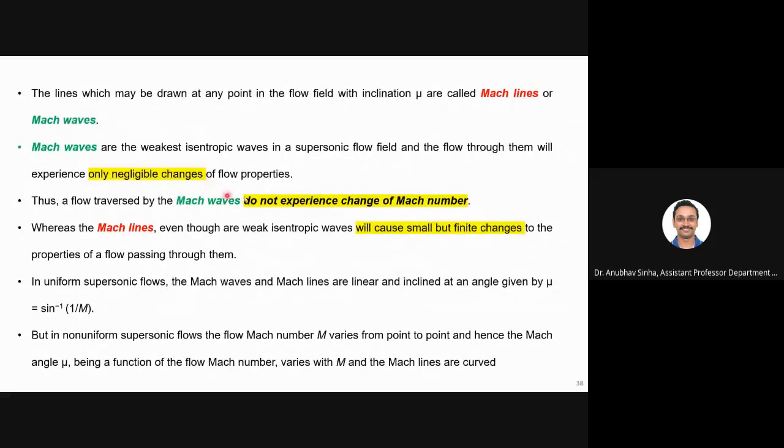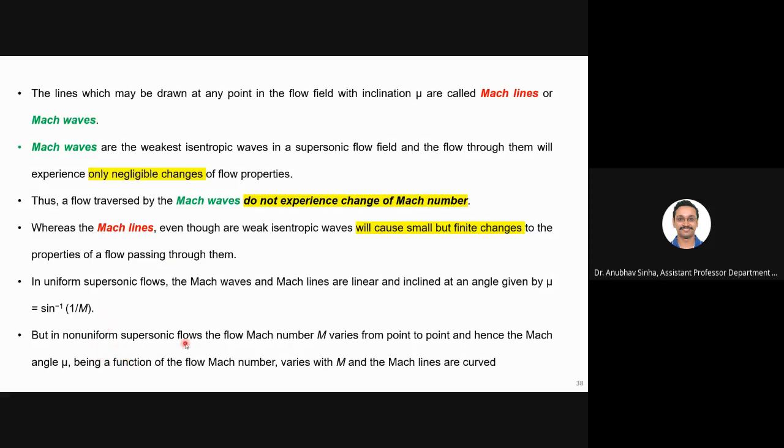Okay, the Mach number also does not change. Mach number almost remains constant. And there is a difference. Mach waves do not change, but Mach lines, which are also weak isentropic waves, will cause some finite changes to the properties of flow passing through them. In a uniform supersonic flow, Mach waves and Mach lines are linear and inclined, so both have the same angle.